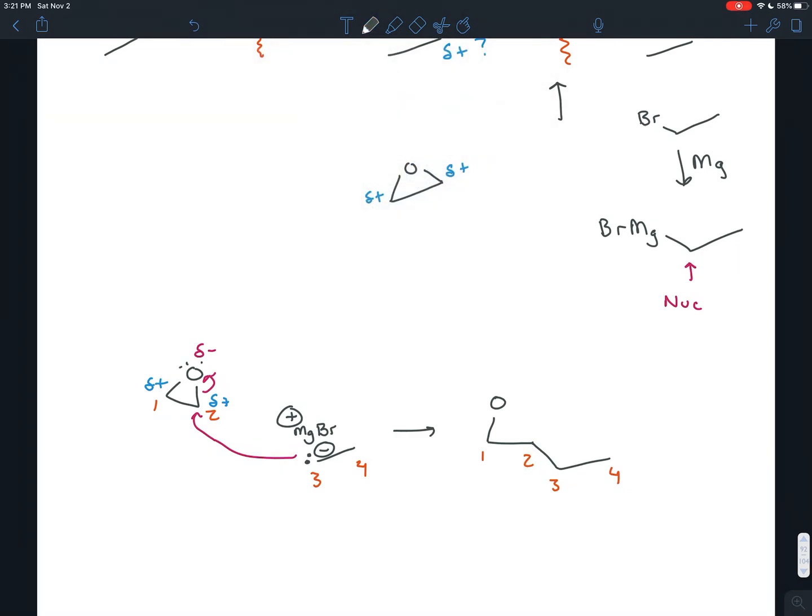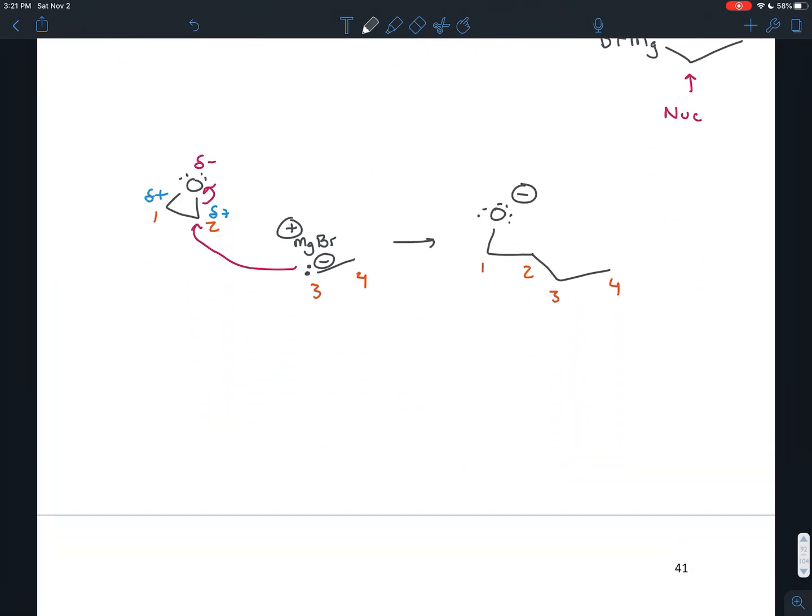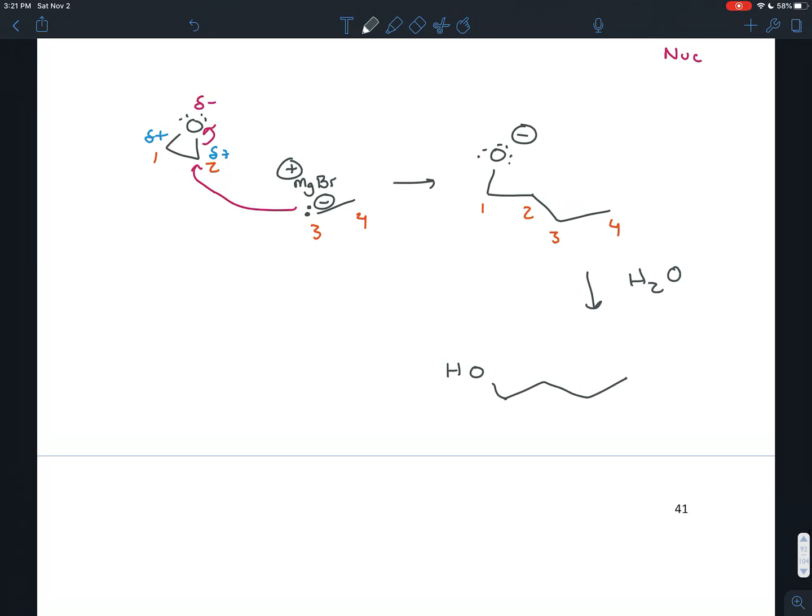The oxygen had 2 lone pairs. Now it has 3, because it got the electrons in this bond. That gives it a full negative charge. Anytime you do those Grignard reagents, it's good practice to follow it up with some water just to help stabilize it so it doesn't break down or react with anything else. So we'll have 1, 2, 3, 4 carbons, and then now an OH after the water.